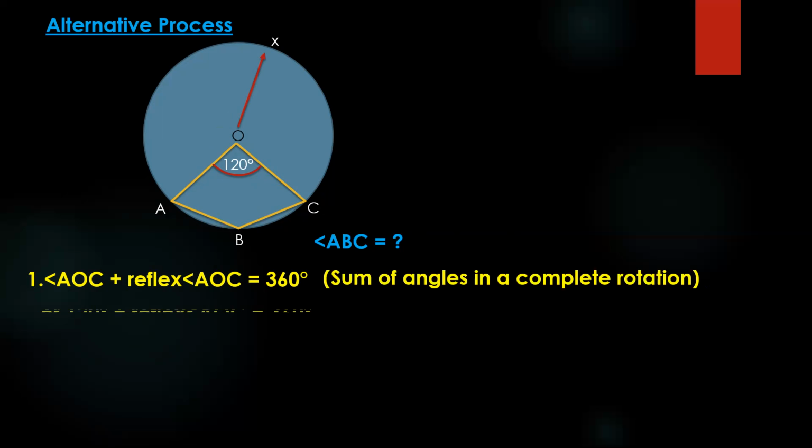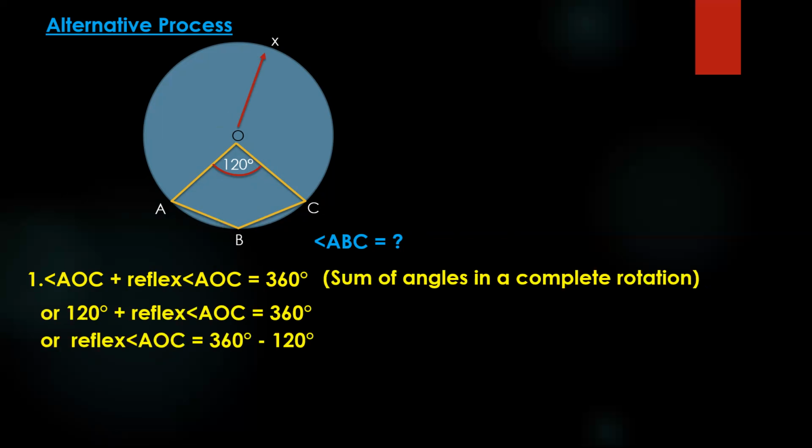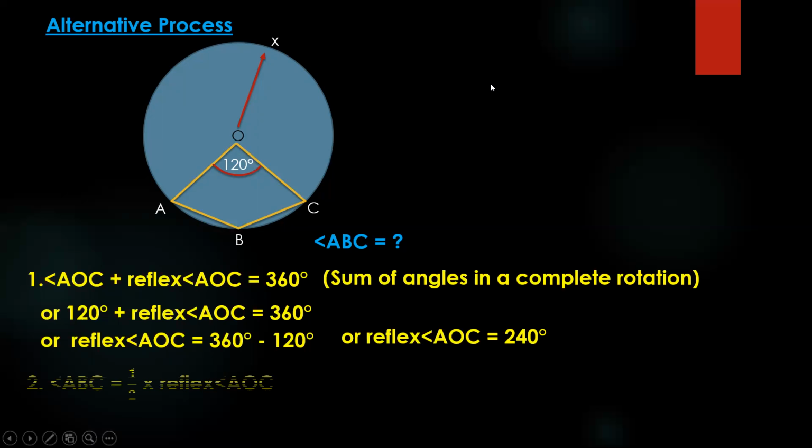Now just keep the value of AOC as 120 degrees. 120 degrees plus reflex angle AOC equals 360 degrees. Now, reflex angle AOC equals 360 degrees minus 120 degrees. That means reflex angle AOC is equal to 240 degrees, correct? Now we found reflex angle AOC, and remember, reflex angle AOC is standing on the arc AXC, which is the central angle.